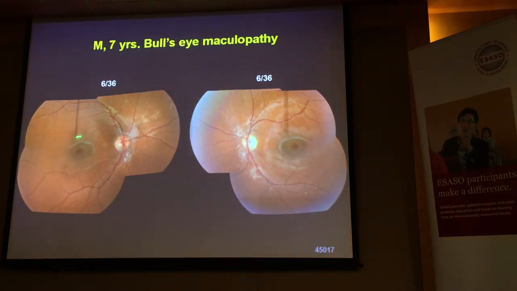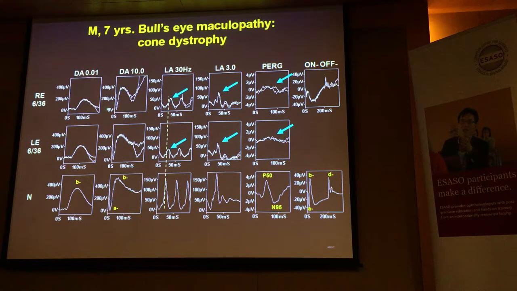Of course, you may find a bullseye lesion, in which case the textbooks will tell you there's a good chance the patient's got a cone dystrophy, and in this child with this bullseye lesion, he does have a cone dystrophy. So the rods are completely normal, cones are delayed and reduced, central macula down, abnormalities of the on response and the off response. I'm not going to go into this, so don't worry about this. So he's got a cone dystrophy.